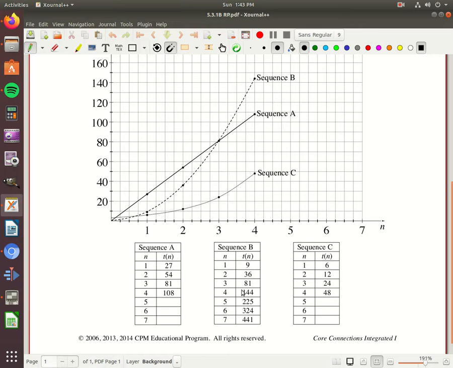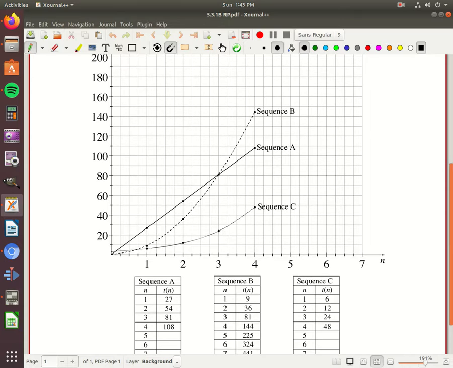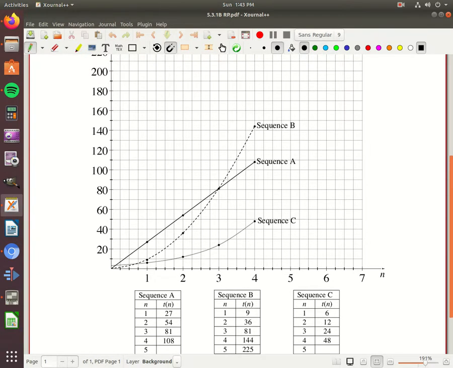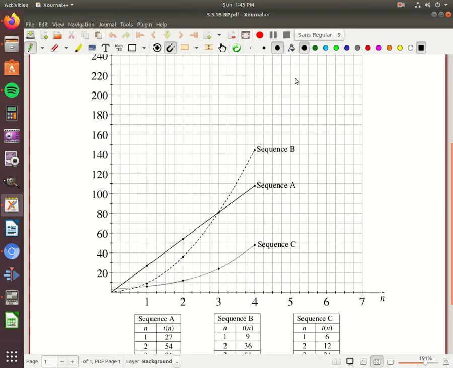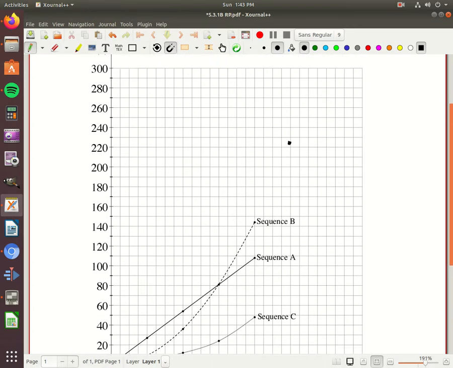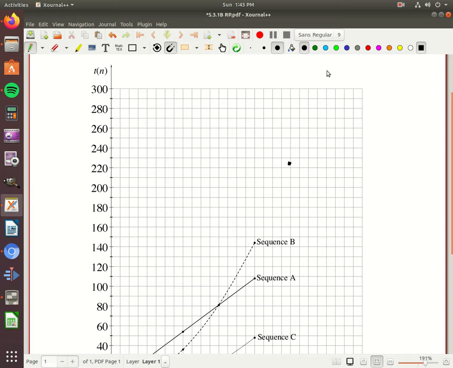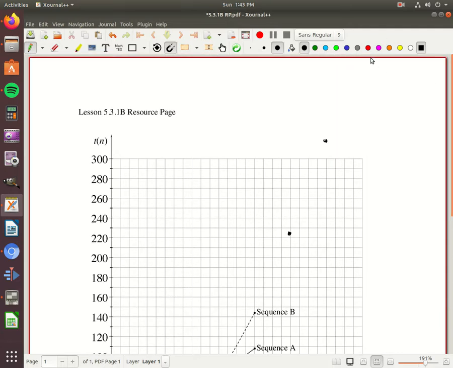If we look here, they've already done sequence B for us. Because it's a square, like I told you, there's a square on that one. That was why they did us that favor. So 5 would be 225. 6 is 324. And 7 is going to be 441. It wouldn't really fit, but we'll say 7 is 441.